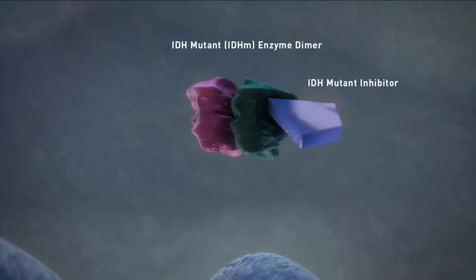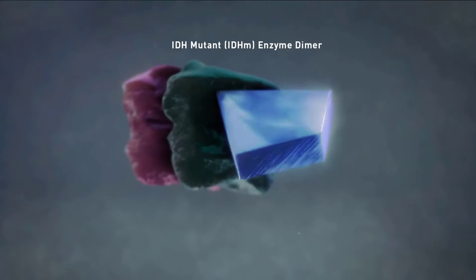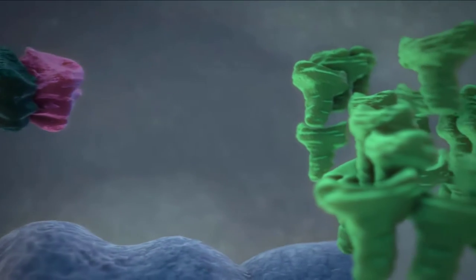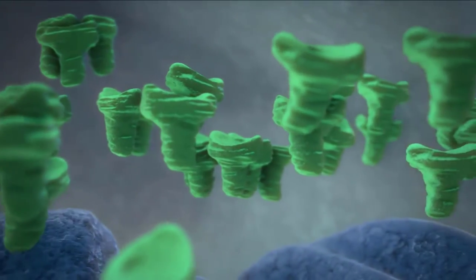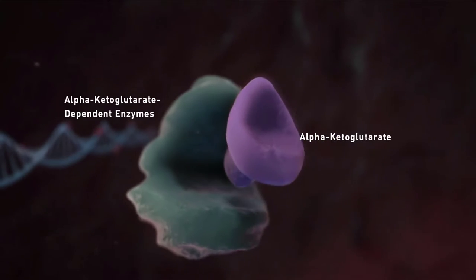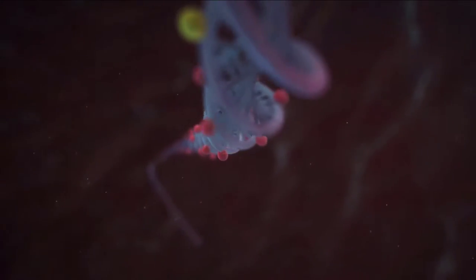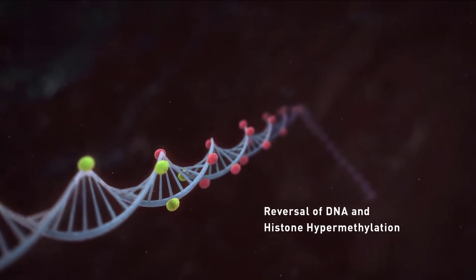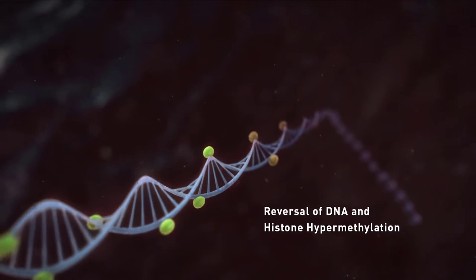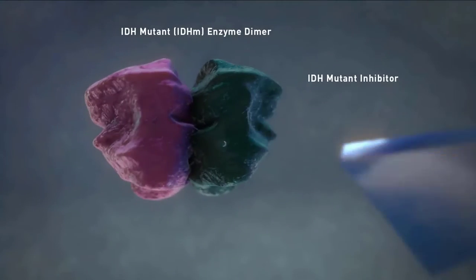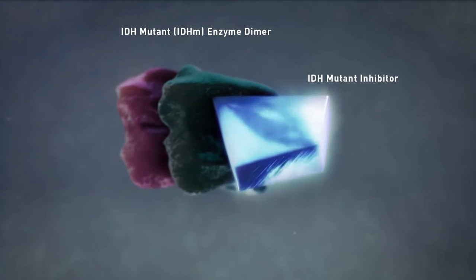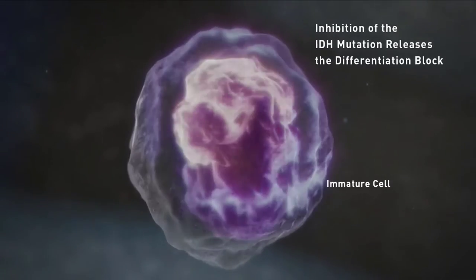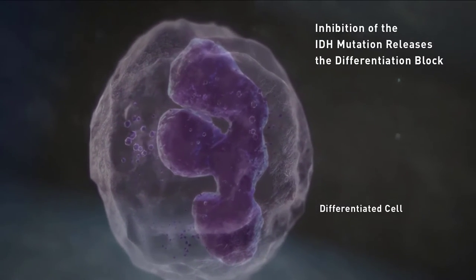Inhibition of the IDH mutant enzyme prevents 2-HG production and is believed to help restore cellular metabolism. The decrease in 2-HG levels allows alpha-ketoglutarate to bind to alpha-ketoglutarate-dependent enzymes and may restore function of DNA and histone-modifying enzymes. This can result in reversal of DNA and histone hypermethylation and allows expression of genes that are involved in cellular differentiation. Preclinical studies suggest that inhibition of IDH mutation releases the differentiation block, which may allow immature cells to differentiate rather than persist and grow as a tumor.